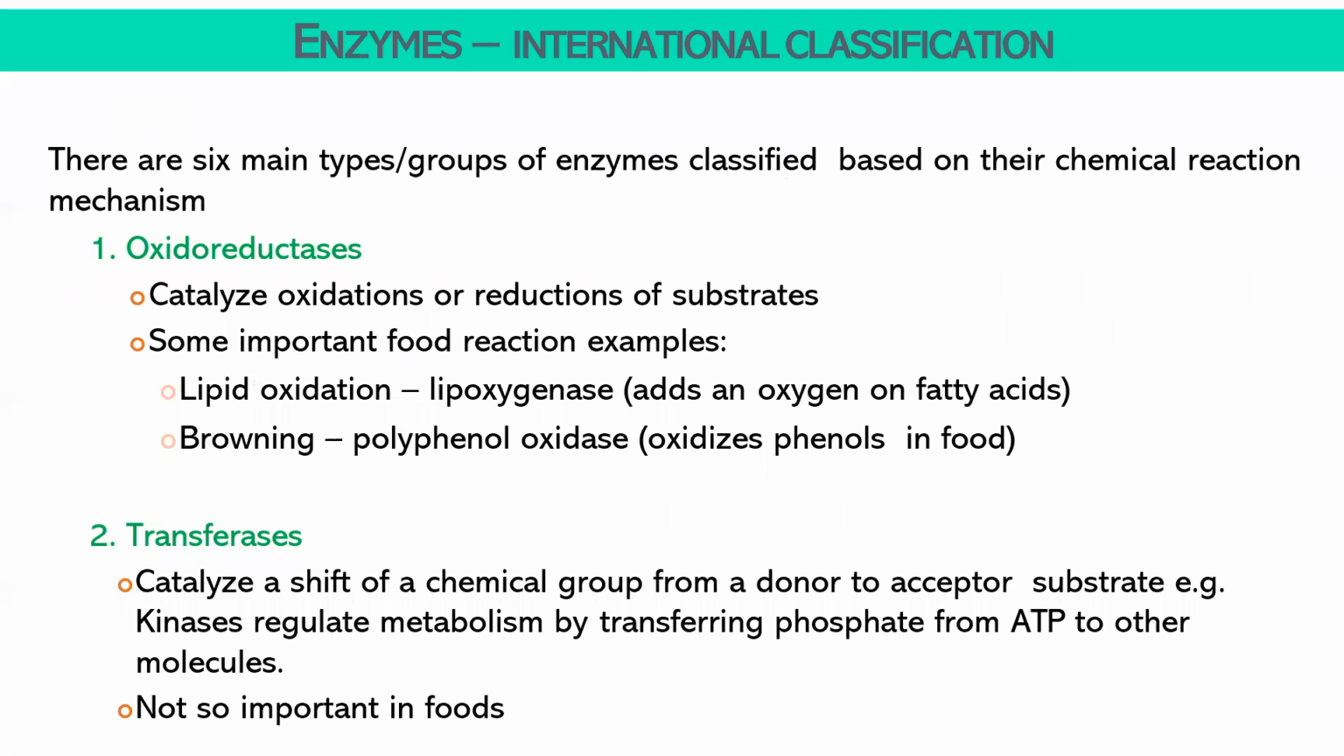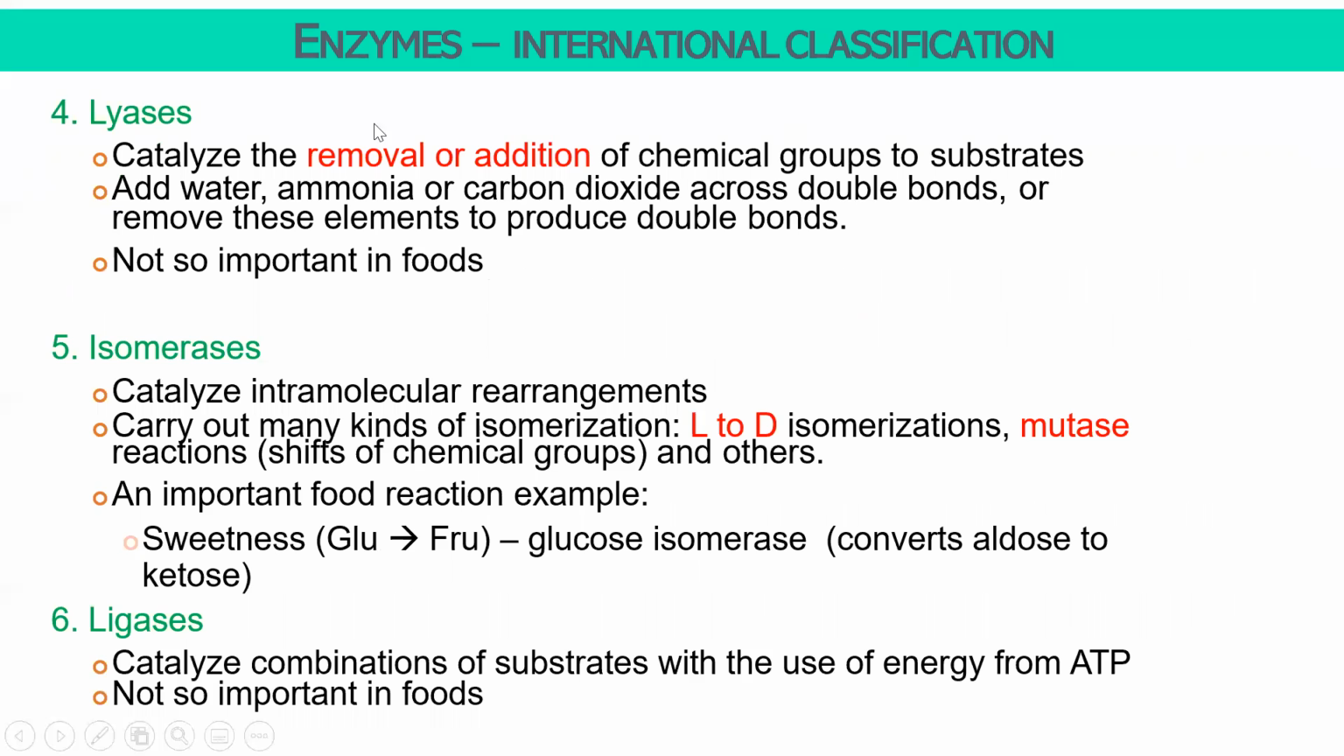Then comes the next. So oxidoreductases, transferases, hydrolases. Then there are lyases, which catalyze the removal or addition of chemical groups to certain substrates. Again, they are not very important from the food breakdown point of view, but they add water, ammonia, or CO2 across double bonds, or you can even remove them. That's what it does. Isomerases, you learned about isomers, so they help in rearrangement. For example, L to D isomerization or different kinds of reactions, which just switch around the structure.